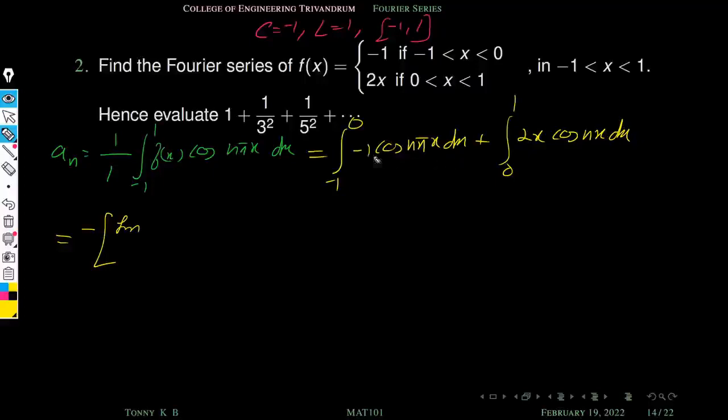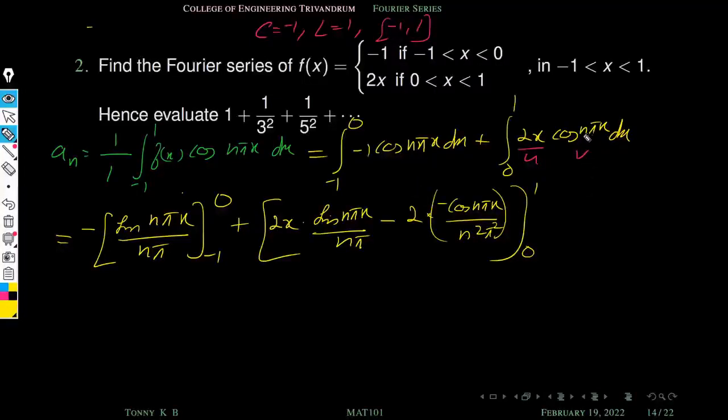Okay, so next we are going to integrate. Its integration becomes sin n pi x by n pi. Okay, so next we have to integrate this thing. So I'm going to choose this 2x as u and cos n pi x as v. And again you use the general rule of integration by parts. Oh sorry, actually this is n pi x.